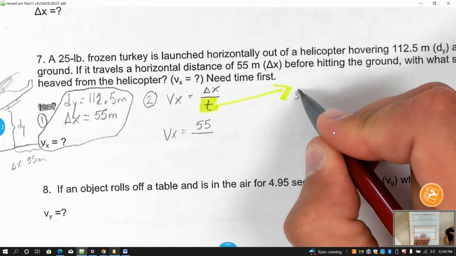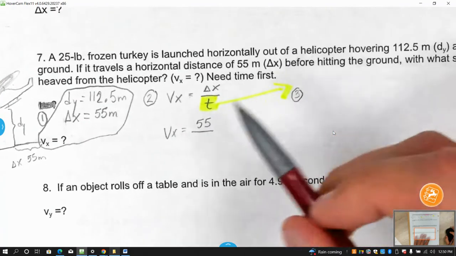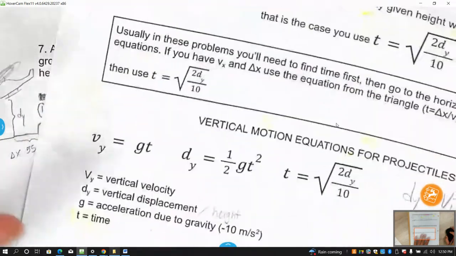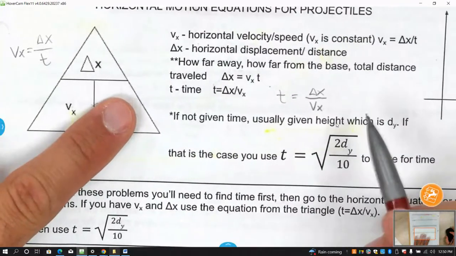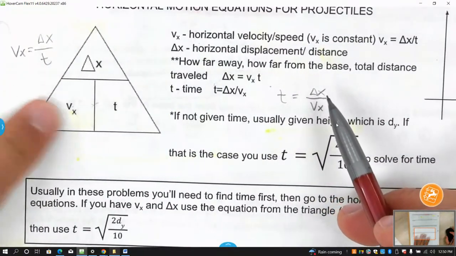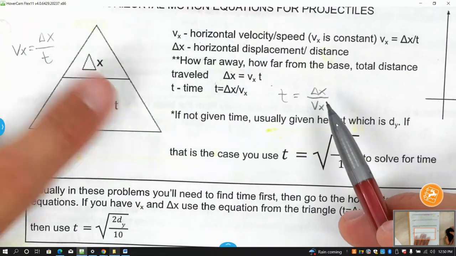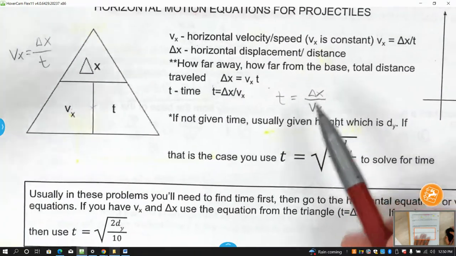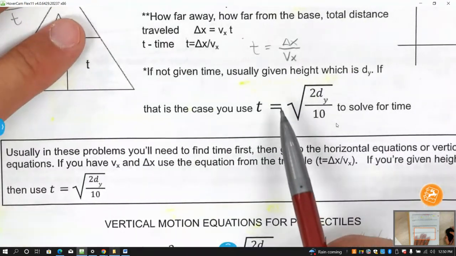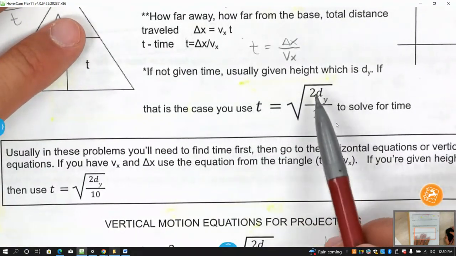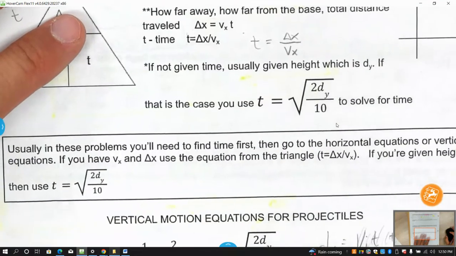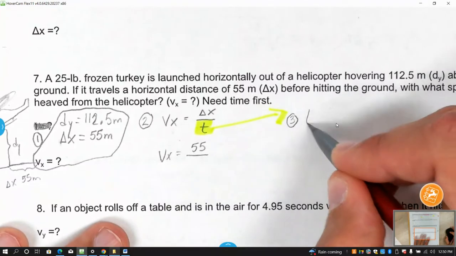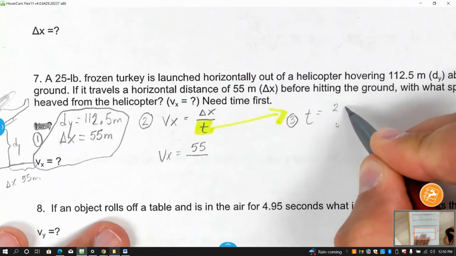So our third step, what equation do we have to use to solve for this t? Well, it can't be this covering up t. It can't be delta x over Vx because we don't know what Vx is. You can't be missing 2 out of the 3 variables in a 3-variable equation. That just doesn't work. So, right over here, t is equal to 2 times the height over g, in which case we're just using the number 10. So that would be your third step, to write the equation down to solve for t.